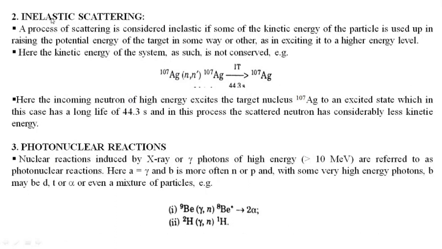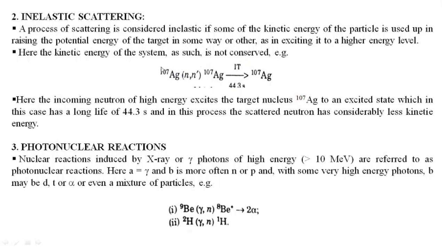The second type of nuclear reaction is inelastic scattering. A scattering process is considered inelastic if some of the kinetic energy of the particle is used up in raising the potential energy of the target in some way or other, as in exciting it to a higher energy level. Here the kinetic energy of the system is not conserved.